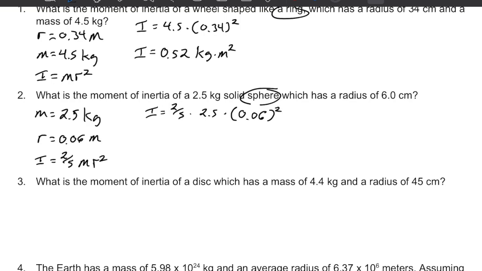Put that into our calculator. We should get 3.6 times 10 to the negative third power kilogram meters squared. That's in scientific notation. If we leave it in the default format, we would get something like 0.0036 kilogram meter squared.